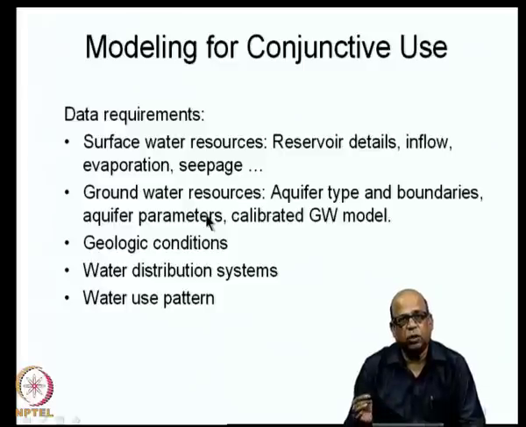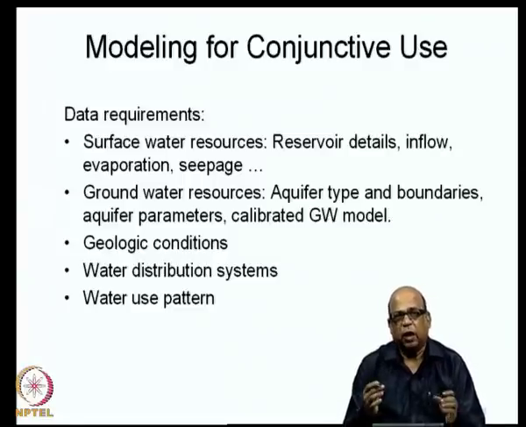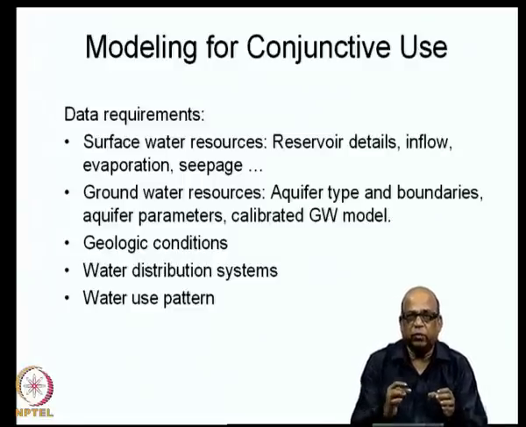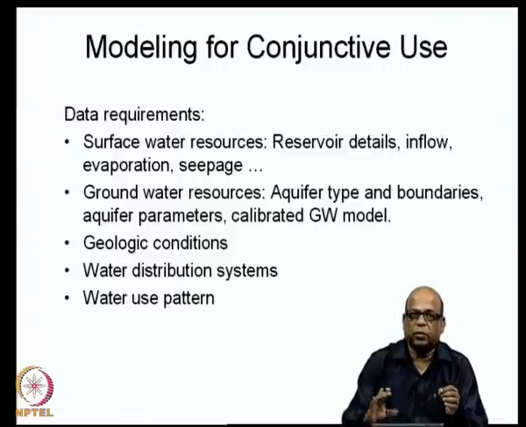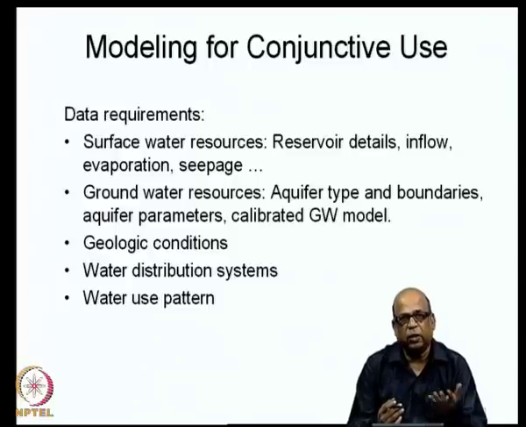Similarly, for the groundwater, you may need the type of aquifer, the boundaries of the aquifer, then aquifer parameters, typically the storage coefficient and the transmissivity, and you may need a calibrated groundwater model, because you are now talking about conjunctive use of surface as well as groundwater, and there is a continuous interaction. So, groundwater has its own flow mechanism, and you need to be able to model the groundwater flow, and the surface water has its own hydrology, and that hydrology needs to be modeled.